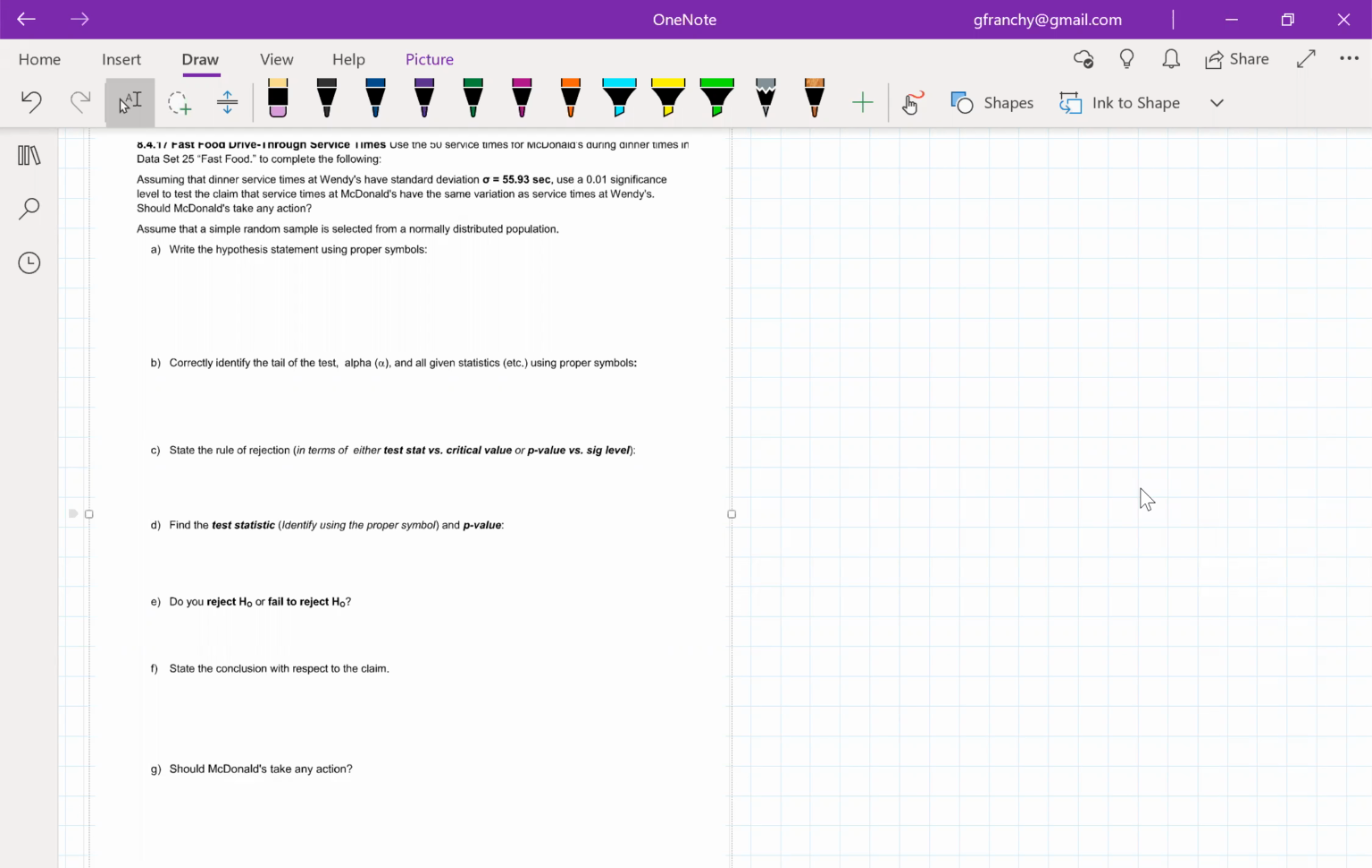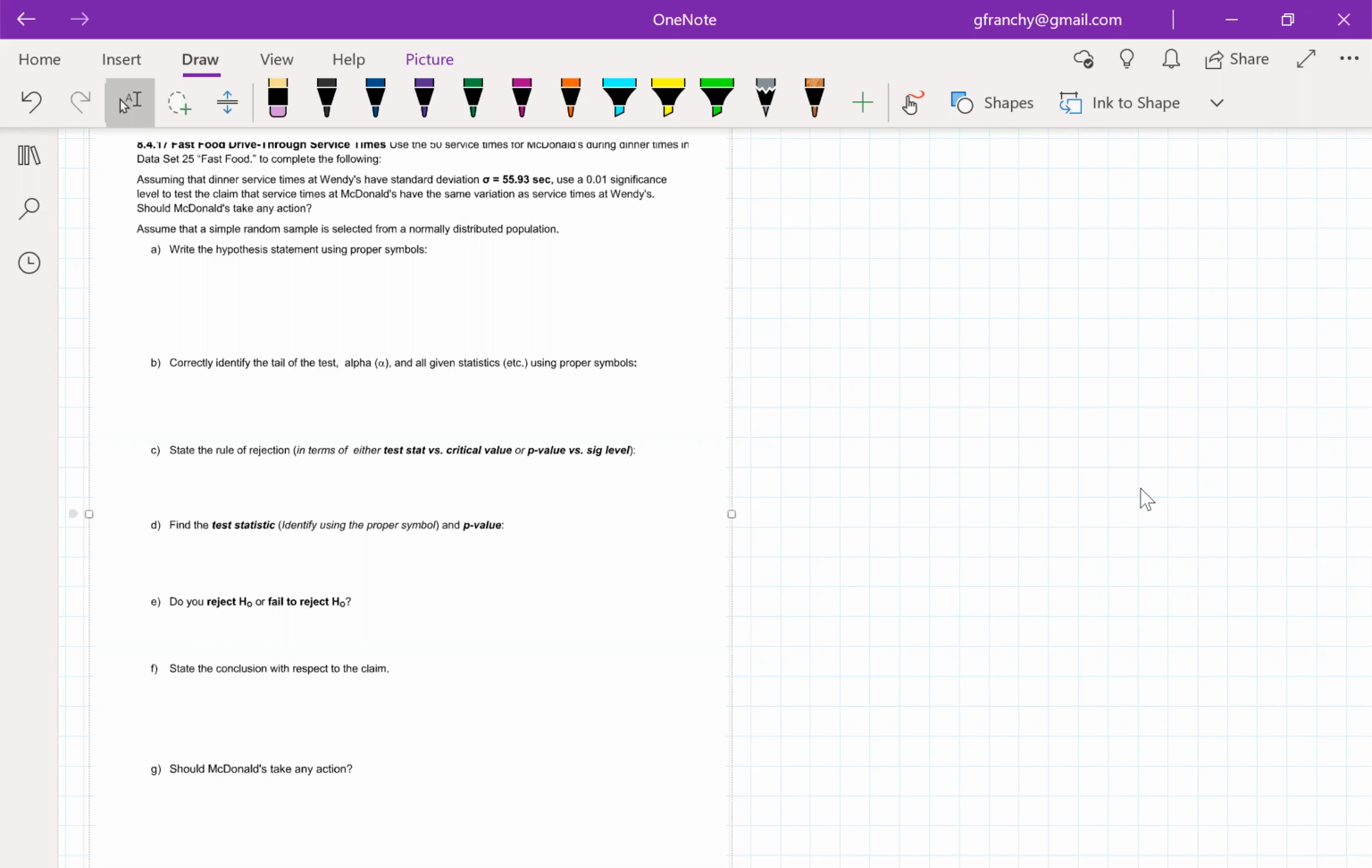So looking at question 17 out of 8-4, it says use the 50 service times for McDonald's during dinner times in data set 25 to complete the following. Assuming that dinner service times at Wendy's have a standard deviation of 55.93 seconds, use a 0.01 significance level to test the claim that service times at McDonald's have the same variation as service times at Wendy's.